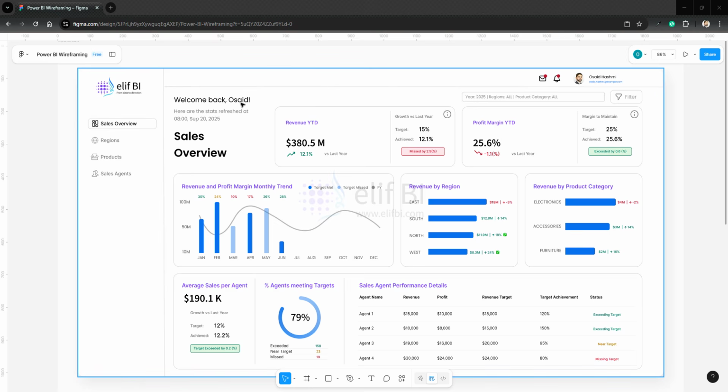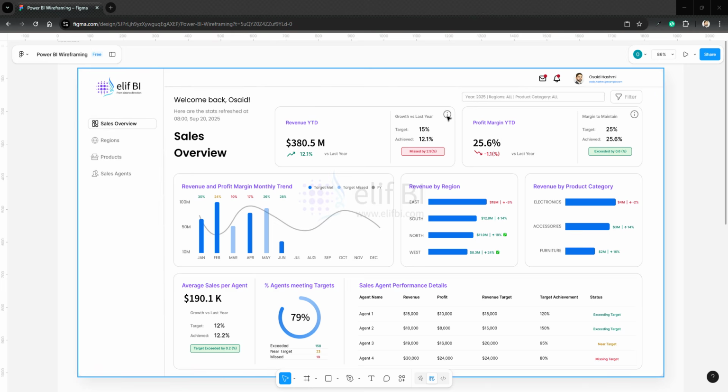Here we can see the welcome message, the refresh time of the dashboard and the title of the dashboard. And then we've got these two important KPIs. This is the actual revenue year to date. Then we've got a green or a red according to the increase or decrease versus last year. And if you remember, we had the target of 15%. So we are showing that this is the set target and this is what has been achieved. As of now, it is being missed by 2.9%.